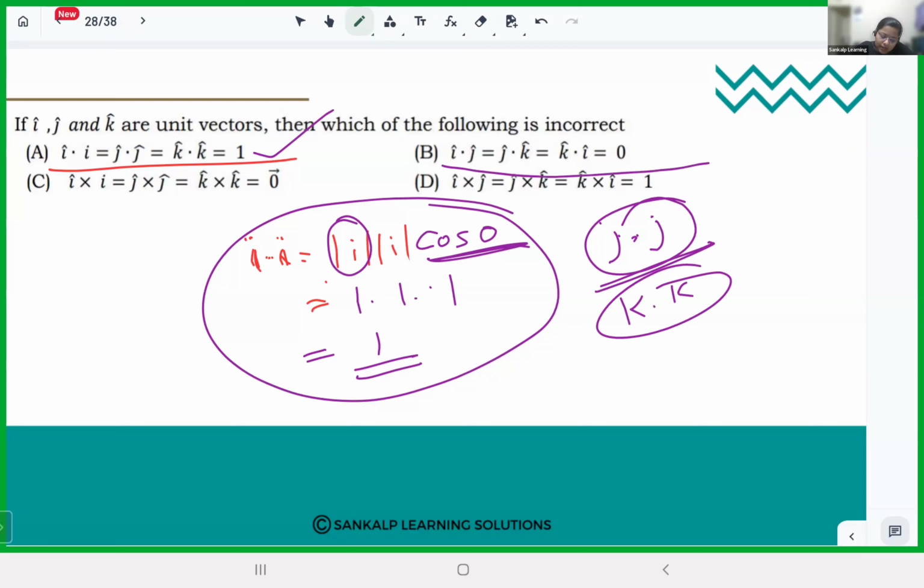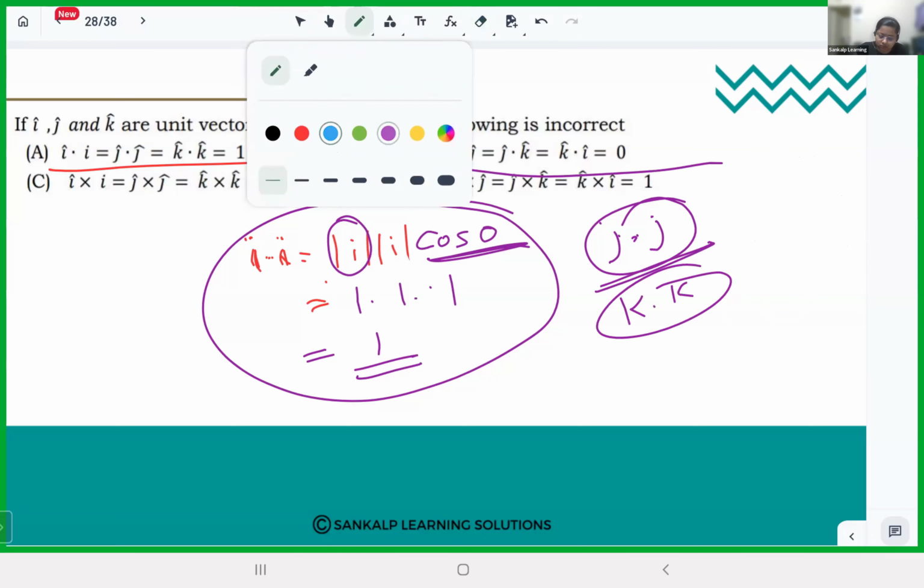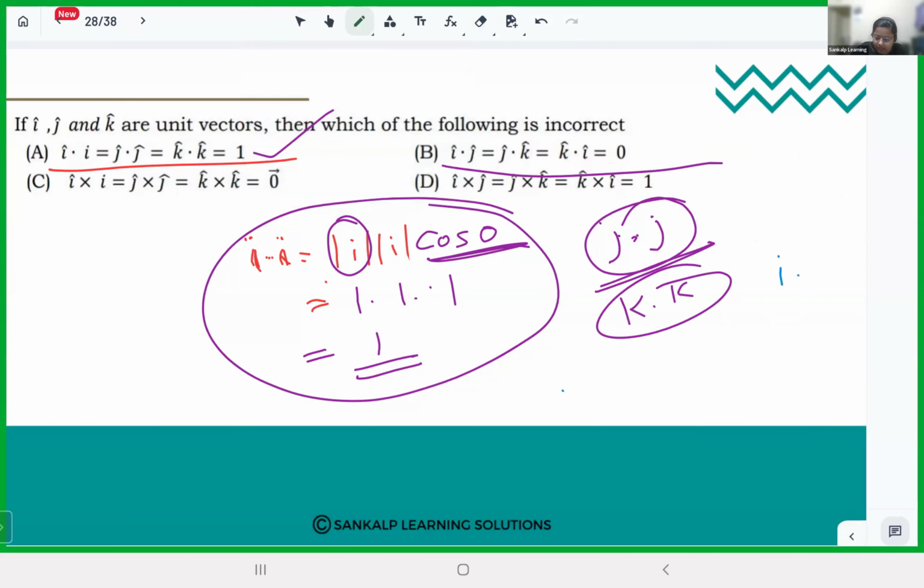So the first option is right. And what about i dot j, j dot k, k dot i? For easiness, the vectors can be placed like this: the first vector is i, the second vector is j, and the third vector is k. This is the direction followed by the unit vectors i, j, k.